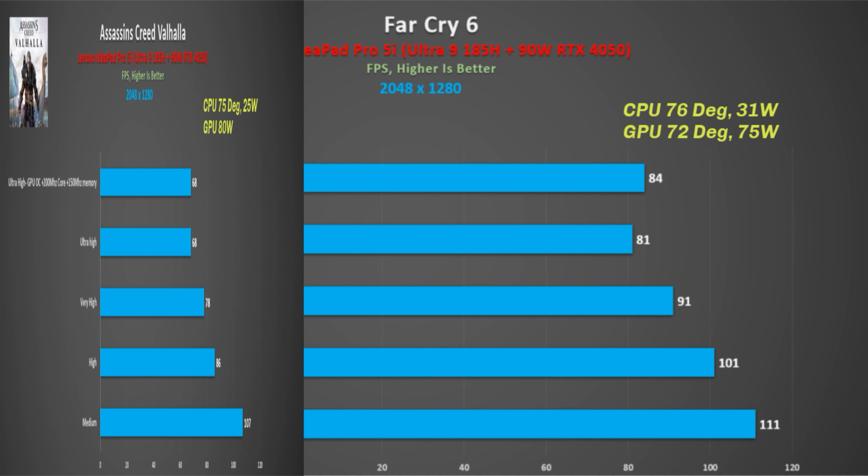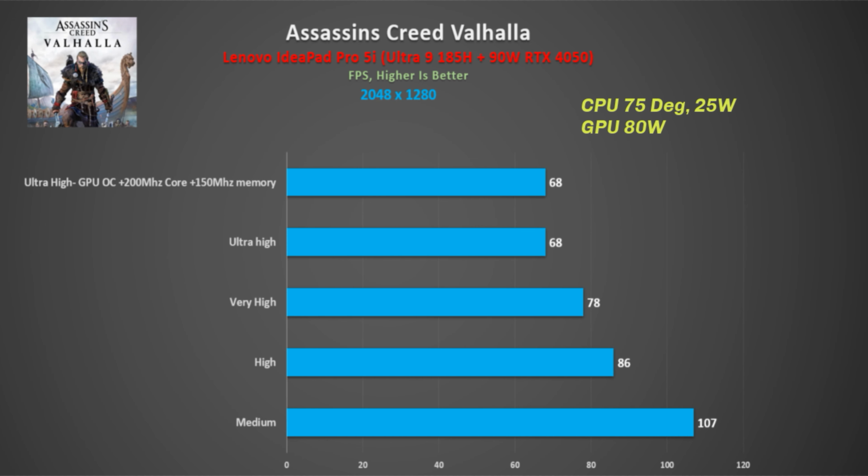Now in Assassin's Creed Valhalla, again with the GPU overclocked, we got 68 FPS, exactly the same as it was using ultra-high settings with no overclock, so 68 there, and dropping it down to medium settings, we got 107, so we get some quite decent scaling there.